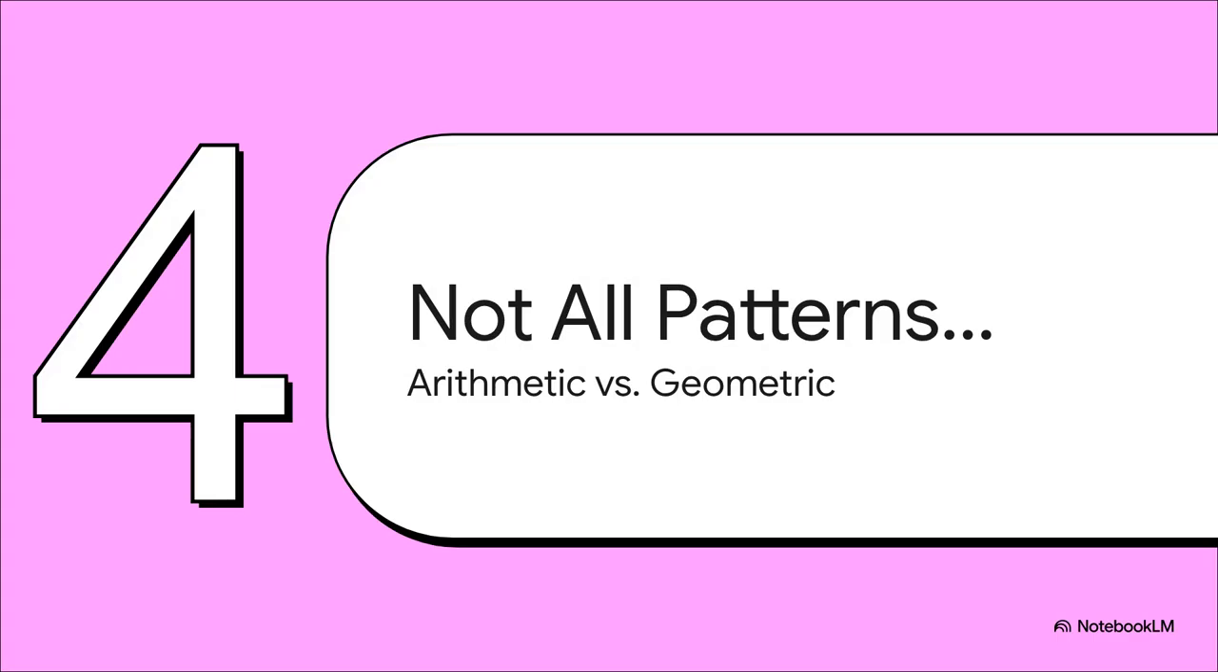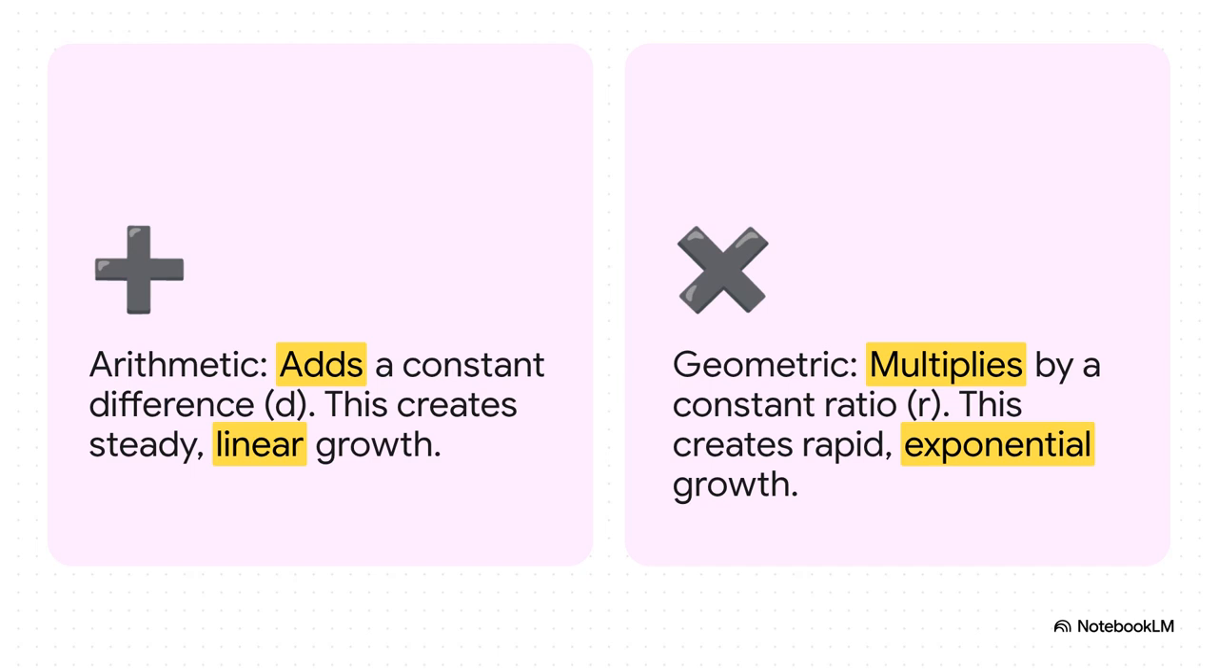Okay, but here's something really important to keep in mind. Not every sequence that looks like a pattern is an arithmetic one. There's another really common type out there, and you gotta know the difference because it's key. The distinction is actually super simple. Arithmetic sequences, the ones we've been talking about, they're built on addition. This gives you that steady, linear growth. If you were to graph it, it would just be a straight line. But geometric sequences, they're built on multiplication. And that creates this rapid, exponential growth that curves up like a rocket. So think of it this way. It's the difference between taking steady steps versus making explosive leaps.